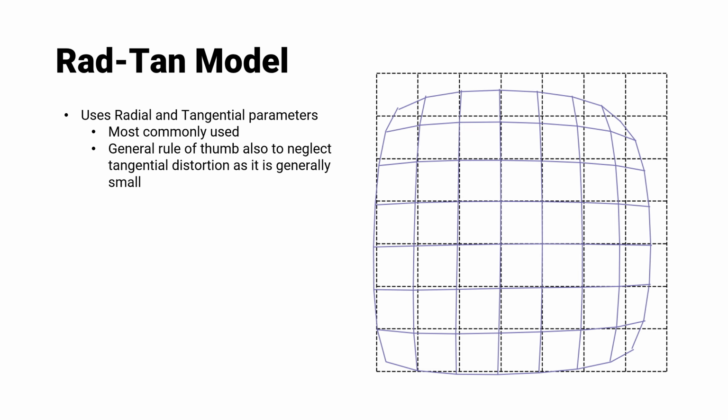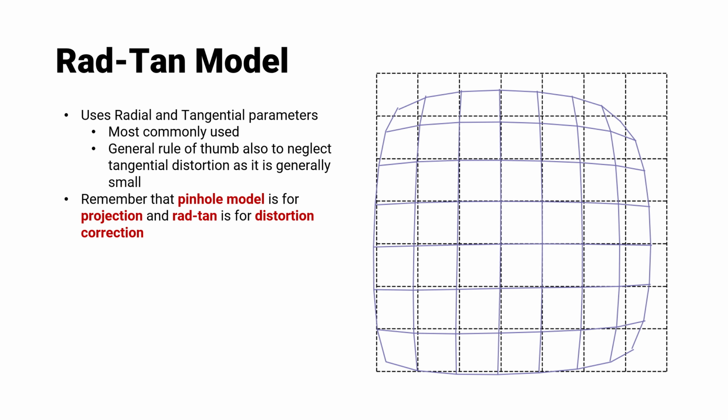The general rule of thumb is also to neglect the tangential distortion, as it's generally fairly small. Like we discussed, modern smartphone cameras, or modern cameras, actually have very little tangential distortion because manufacturing is completely automated and made to high precision, right?